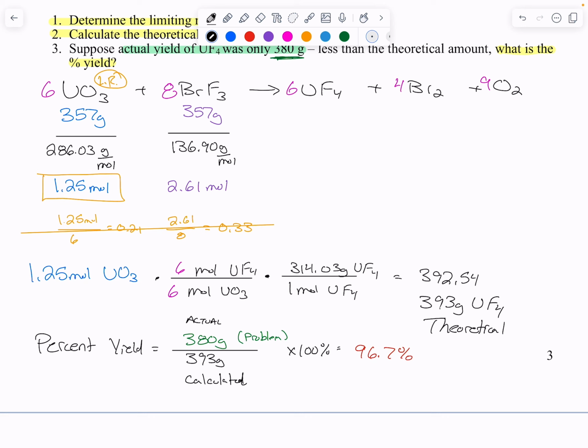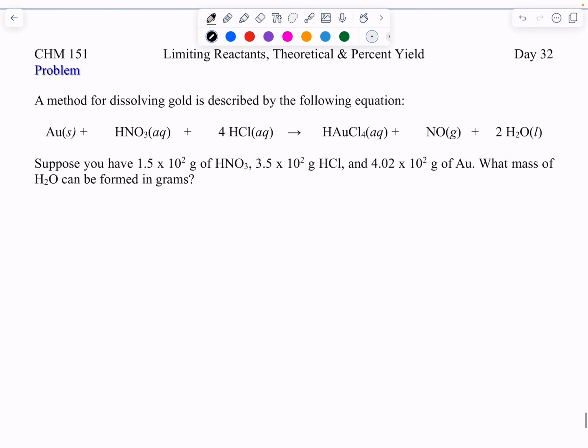Hopefully that works. Now, this is the last problem. I want you guys to try it. So go ahead and pause me, try it, and then come back. And I'm going to do it with you. All right. Hopefully you did it.